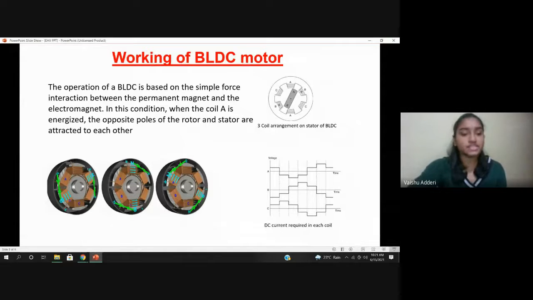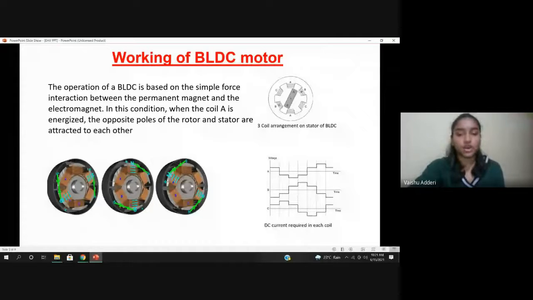As the rotor nears coil A, coil B gets energized. As the rotor nears coil B, coil C gets energized. After that, coil A is energized with the opposite polarity. This process is repeated and the motor continues to rotate.